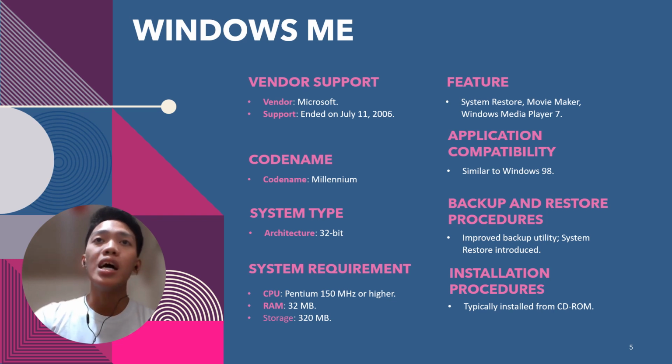Windows Me aimed to enhance multimedia capabilities with features like Movie Maker and Windows Media Player 7. System type 32-bit. Despite being the last in the Windows 9X series, Windows Me maintained compatibility with 16-bit applications. System requirement is Pentium 150 MHz or higher, RAM 32 MB, storage 320 MB. The increased storage requirement accommodated the growing size of multimedia files and applications.